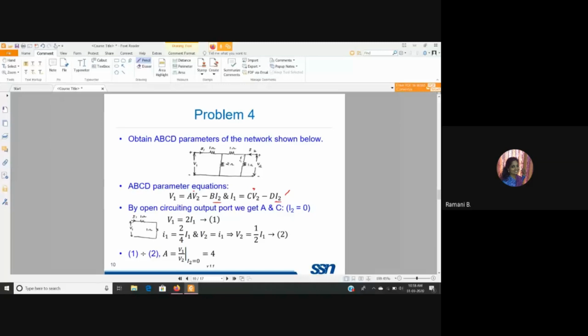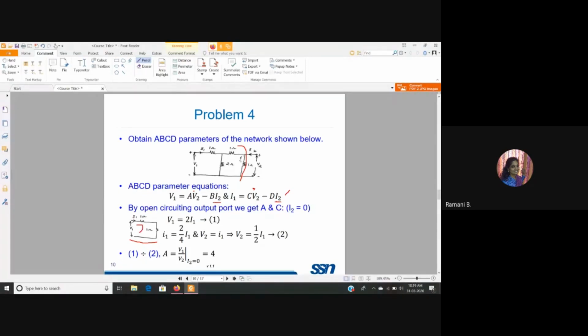Okay. So by open circuiting the output port, you don't have this I2 current. Simply till this part you will be having. Okay. So here this 1 ohm and 1 ohm will be in series. That will be in parallel to this 2 ohm. So you will be having this particular network. Okay. 1 ohm and 1 ohm in series. That will be the net circuit.